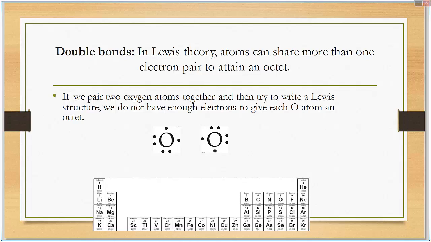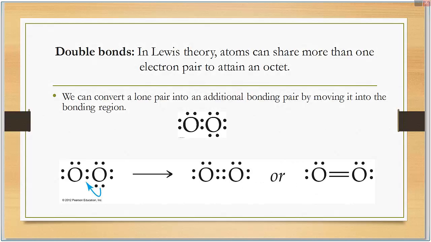In Lewis theory, atoms can share more than 1 electron pair to obtain an octet. If we pair two oxygen atoms together and then try to write the Lewis structure, we do not have enough electrons to give each oxygen atom an octet. So instead, we end up sharing two unshared electrons. We can convert a lone pair into an additional bonding pair by moving it into the bonding region.